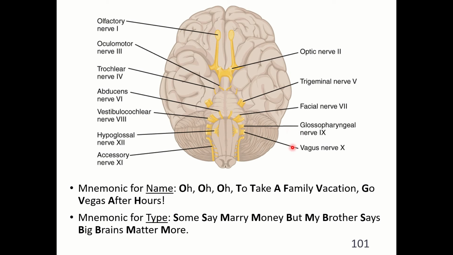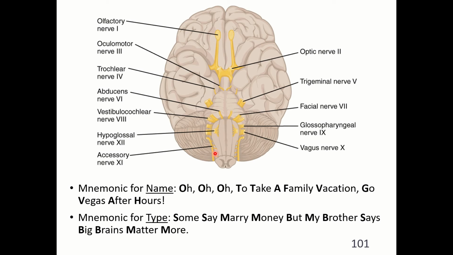Cranial nerve number 10 is the vagus nerve, and it is called the vagus nerve because it is a vagabond or a wanderer. It is the cranial nerve that leaves the head and neck area and goes to service all the major organs of your body. It's very important in maintaining homeostasis and autonomic control.